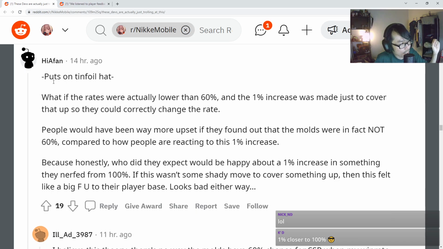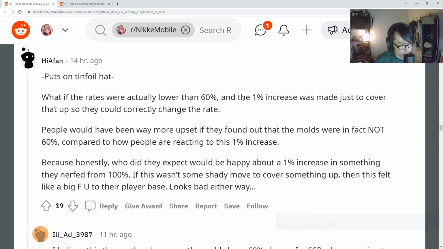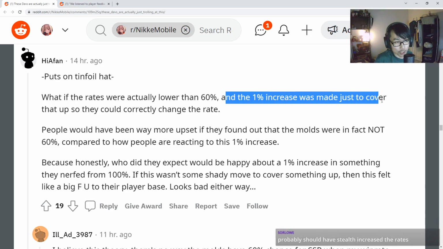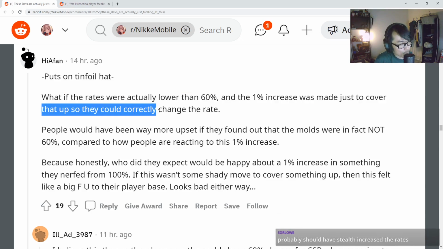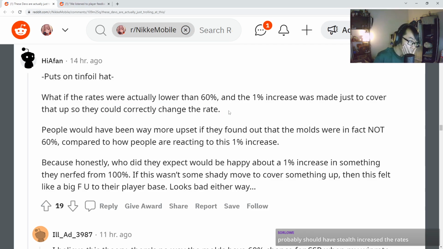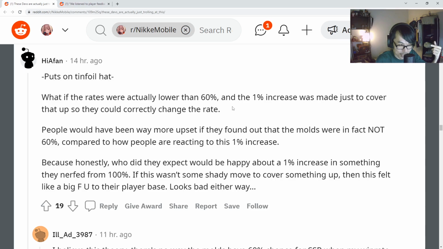Okay, puts on tinfoil hat. What if the rates were actually lower than 60%? And the 1% increase was made just to cover that up so they could correctly change the rate. Okay. Okay, so his theory is that the rates are not 60%. The rates are 59%. So they increased it by 1% to 60%, just to cover up their mistakes.